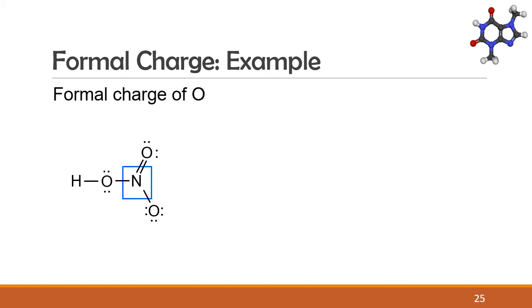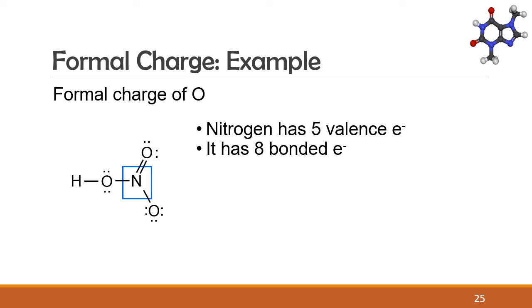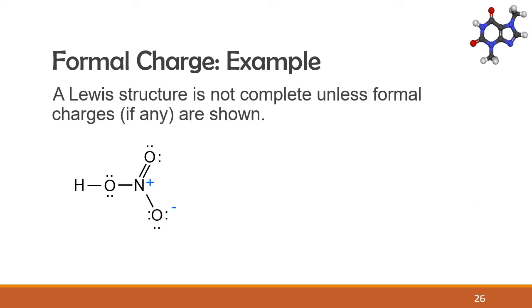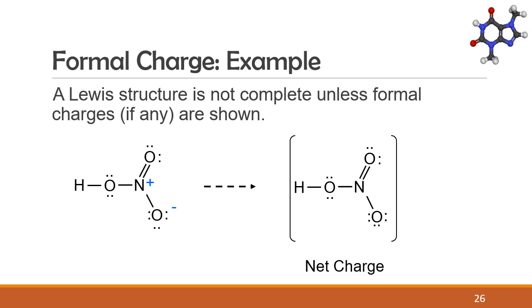Finally, we compute the formal charge of nitrogen. Nitrogen has 5 valence electrons. It has 8 bonded electrons and 0 lone pair electrons. Based on the formula, the formal charge of nitrogen is +1. A Lewis structure is not complete unless formal charges, if any, are shown. We enclose the molecule in brackets, then write the formal charge as a superscript.